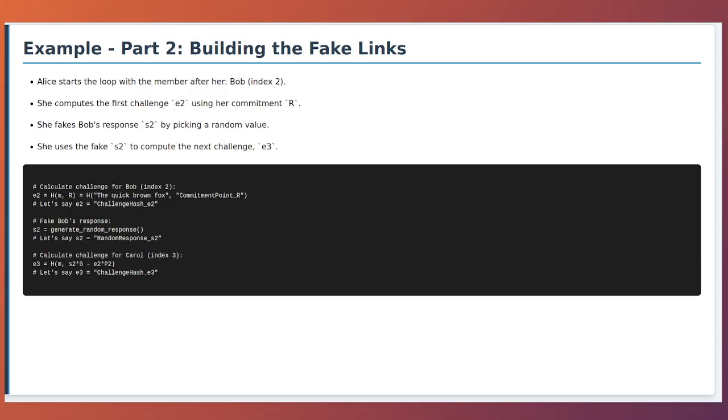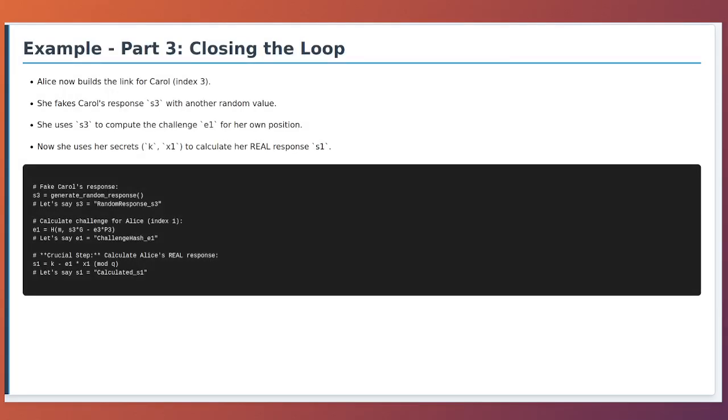Now she can compute the next link. She calculates E3 by hashing the message, her fake response S2, the challenge E2, and Bob's public key P2. Let's say the result is E3 equals "challenge hash E3." She has now completed the link for Bob. Example part 3. Closing the loop.